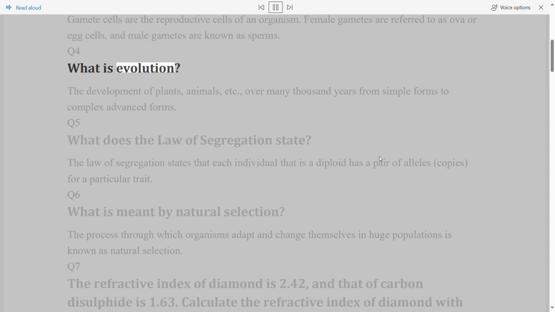Q4. What is evolution? The development of plants, animals, etc. over many thousand years from simple forms to complex advanced forms.